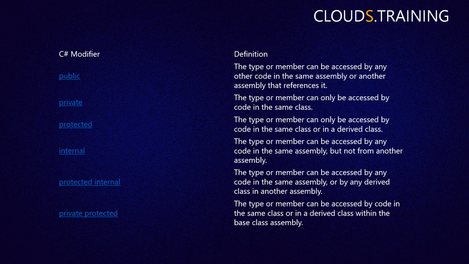For example, if we are creating a class with the public modifier, it is accessible to the members of the same assembly or any other assembly that is referencing it. That means it is completely accessible. When we define the access modifier as private, the members are accessed only by the code in the same class. Remember, in the constructors lesson, we discussed private modifiers. If we define our constructor as private, it is no longer accessible and we cannot create an object of that particular class.